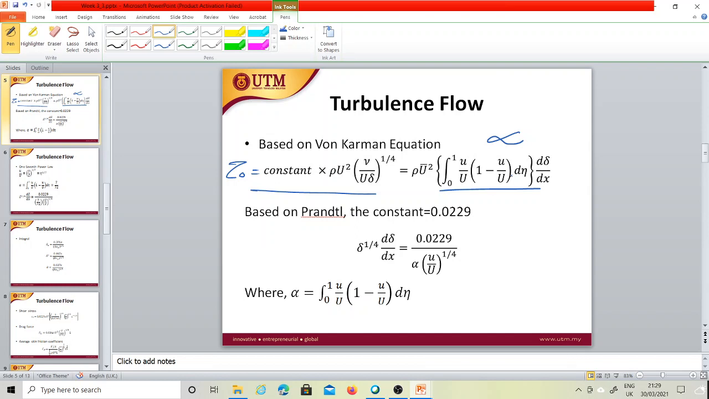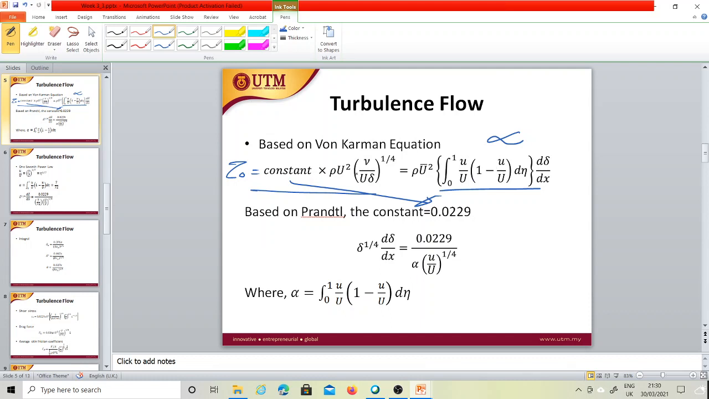So this is alpha. And then the Prandtl equation. Prandtl is a scientist also. He did some experiments and he found this constant value. This constant value is 0.0229. So if you put this constant value in and reshuffle, this is equal to this one, and this one is actually alpha.